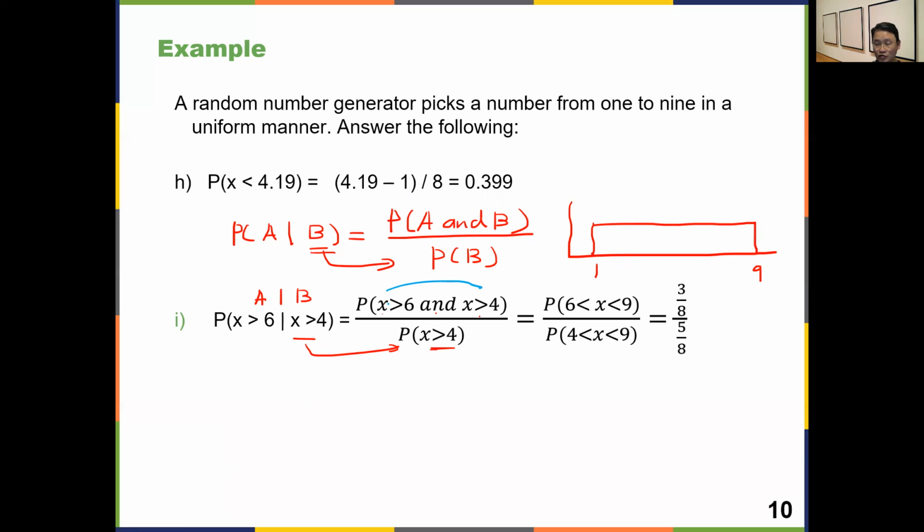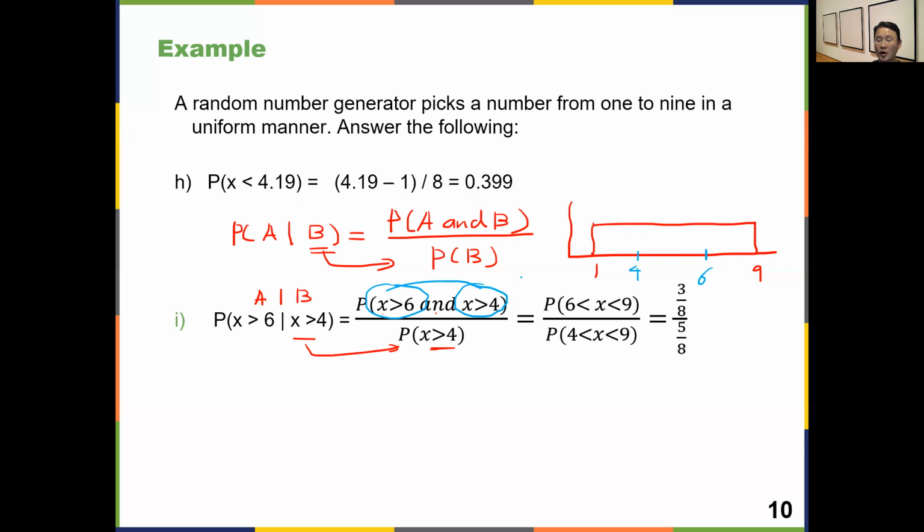X is going to be bigger than 6. Let's say 6 is right here. It's got to be bigger than 6. And also, it's got to be bigger than 4. Let's say 4 is right here. Bigger than 4. And it has to satisfy this and this at the same time.